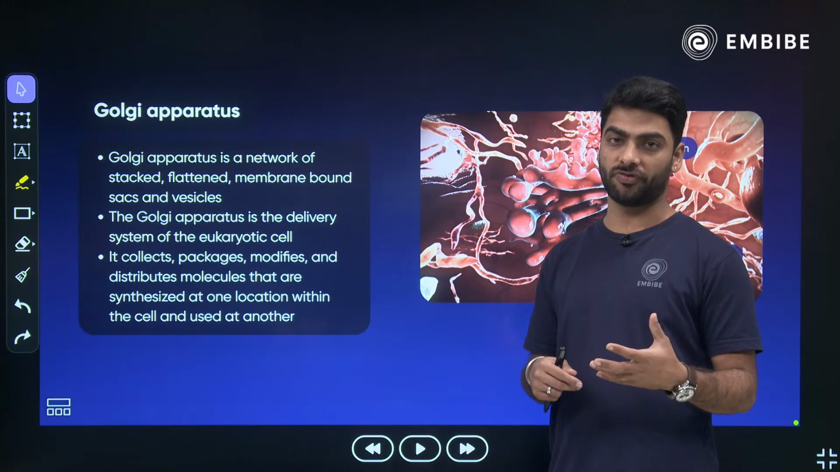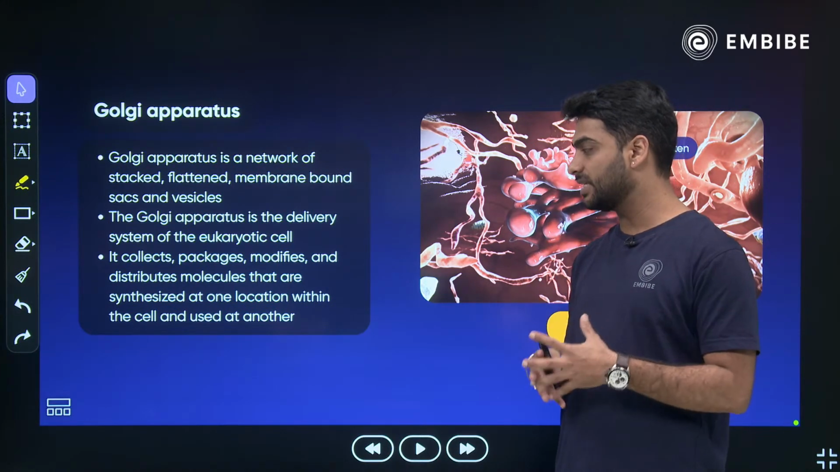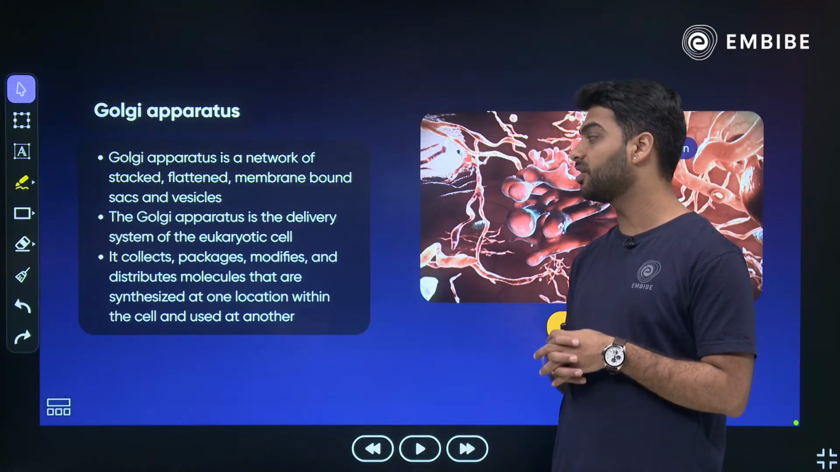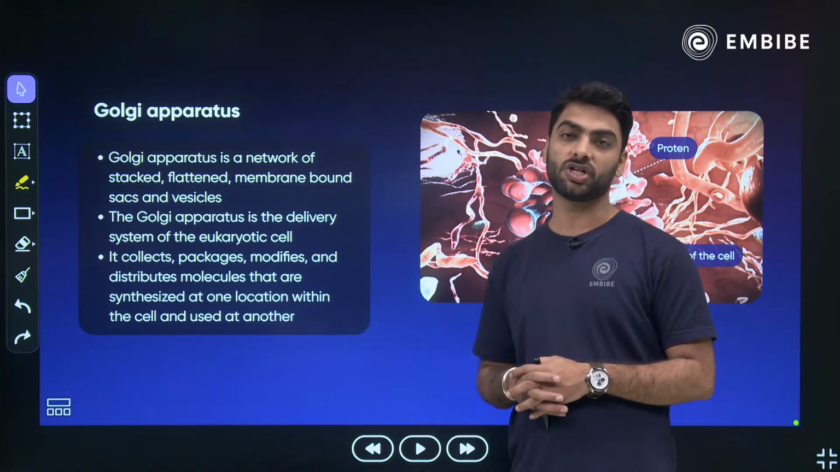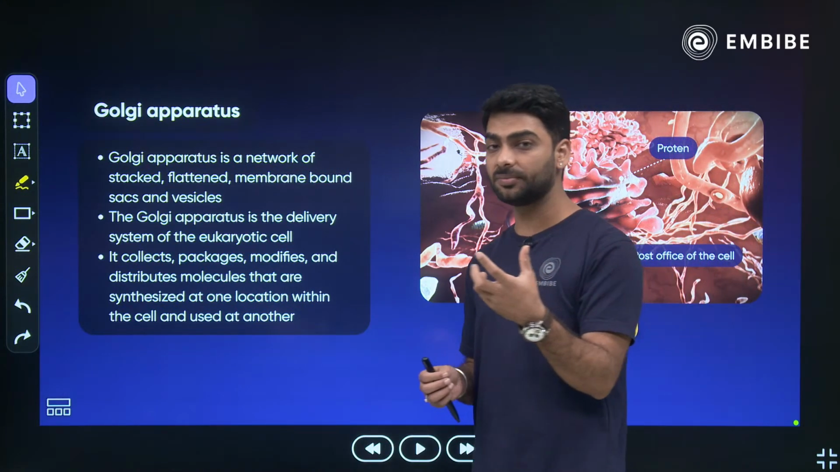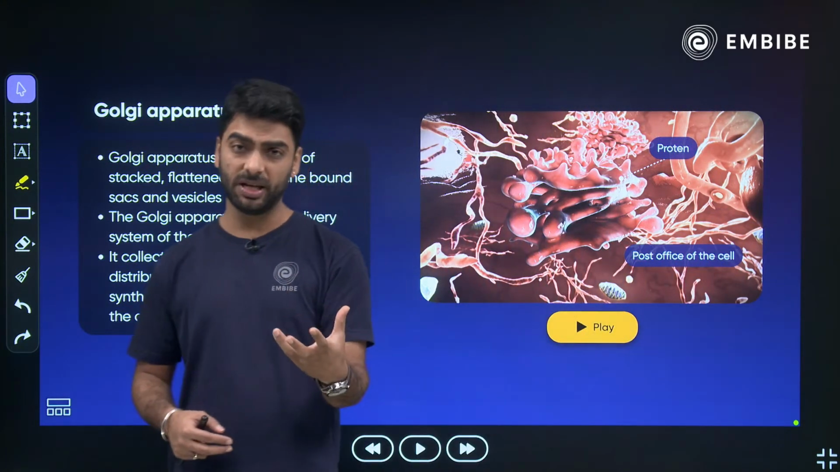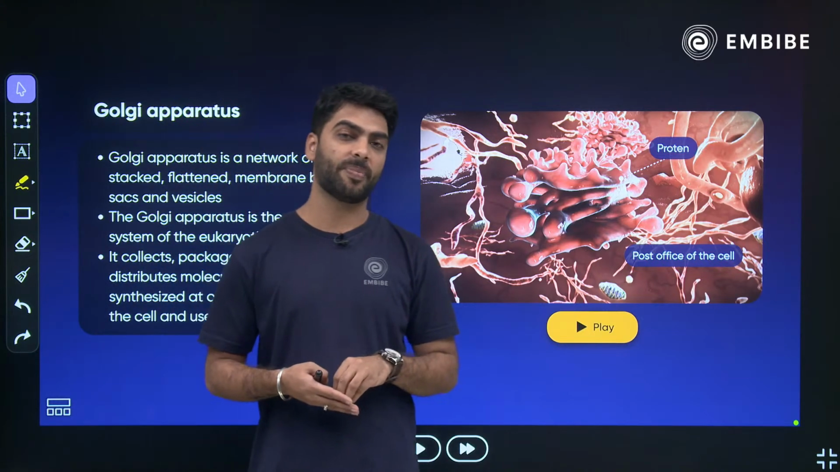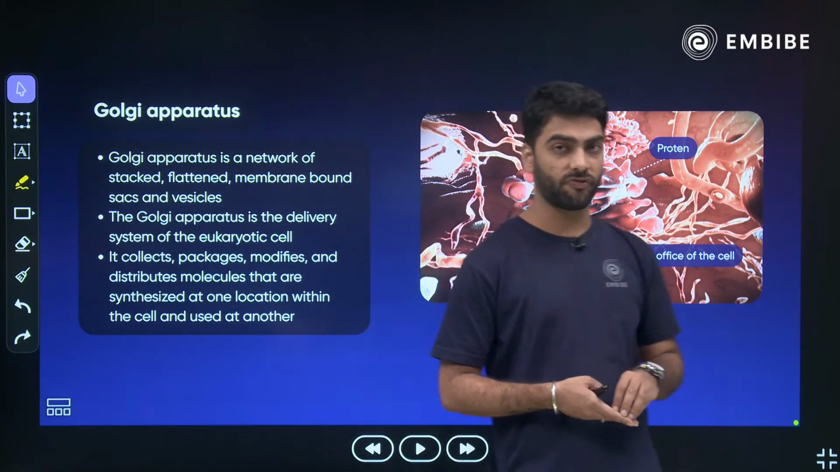It is the post office. It will help to make vesicles. It will pack, modify and distribute molecules from one location to the other. So, we call our endoplasmic reticulum the assembly line, whereas we call the Golgi apparatus our post office.